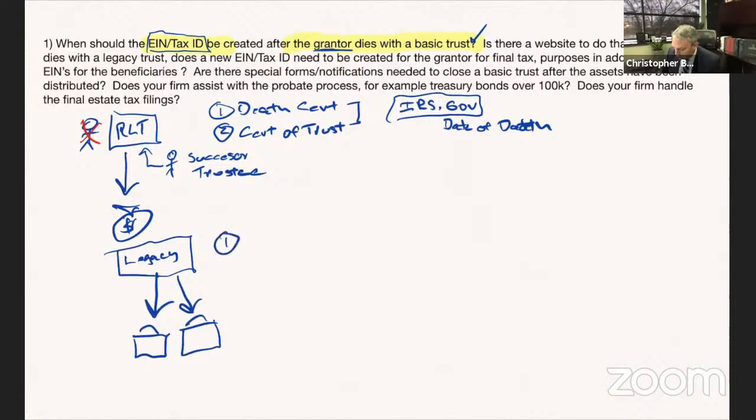First, you have to handle the estate administration. And you may or may not need a tax ID number for that.